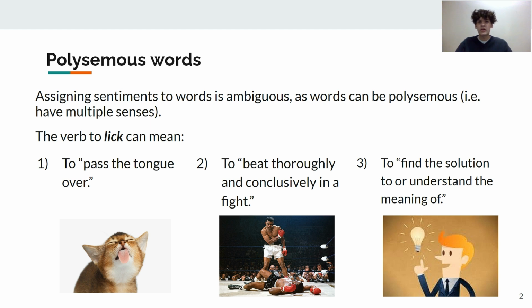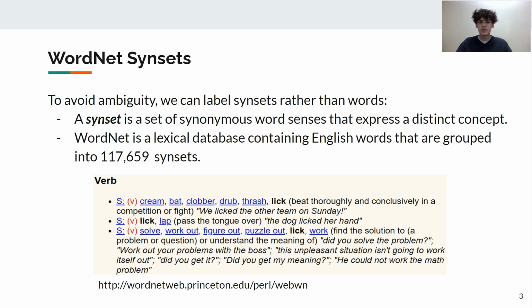If we were to assign a sentiment label to the word lick, we would have to simultaneously express the emotions of all three different senses. So we might say that lick is associated with both anger and disgust. But the third sense is associated with neither of these emotions, so there exists some ambiguity. To avoid this ambiguity, we can label synsets rather than words. Now, a synset is a set of synonymous word senses that express a distinct concept.